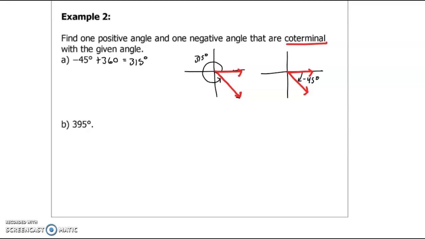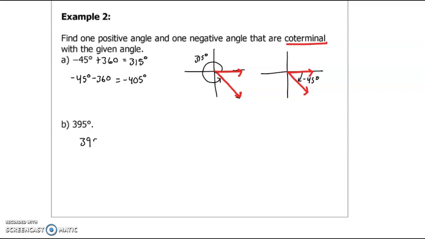315 degrees is in the same location. I could add 360 again and get 675. That's also in the same location. I can also subtract 360. So if I subtract 360, then that's negative 405. Negative 405 degrees is in the same location. So those are coterminal angles. You can add or subtract 360 as many times as necessary to get other coterminal angles.